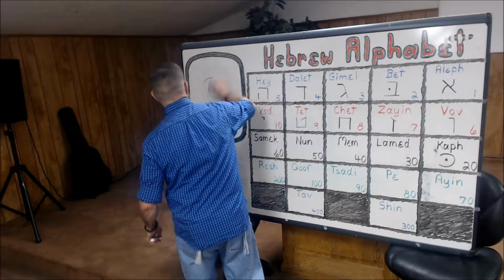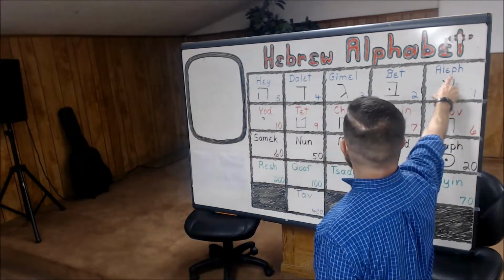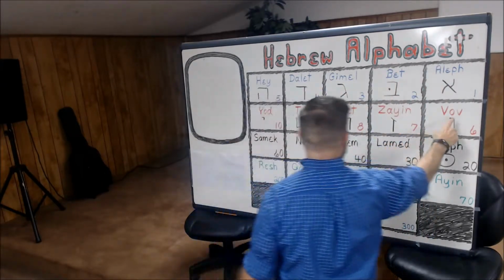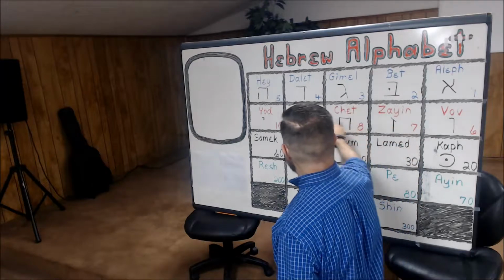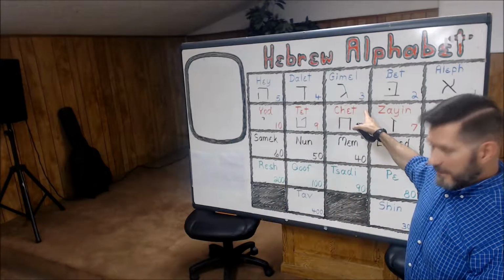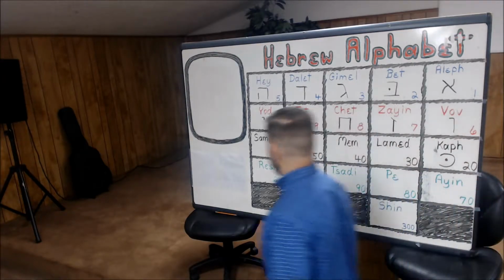Okay. Let's say them all. Say what we have right now. Aleph, Bet, Gimel, Dalet, Hey. Vav, Zayin, Het, Tet, Yud. What's that? Het. Let me hear it. Het. Okay, good, good. All right.